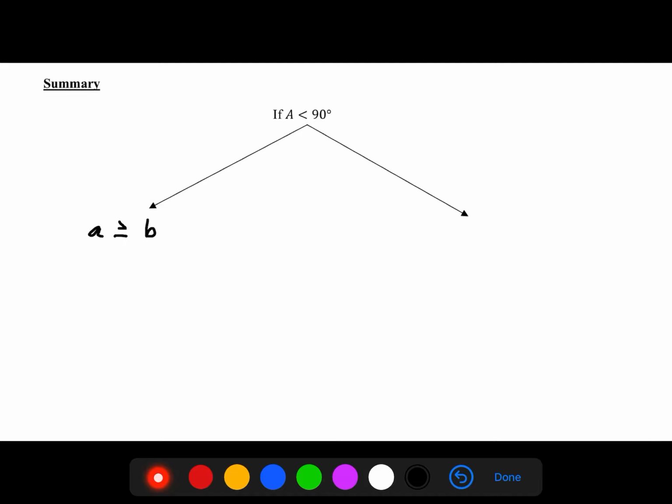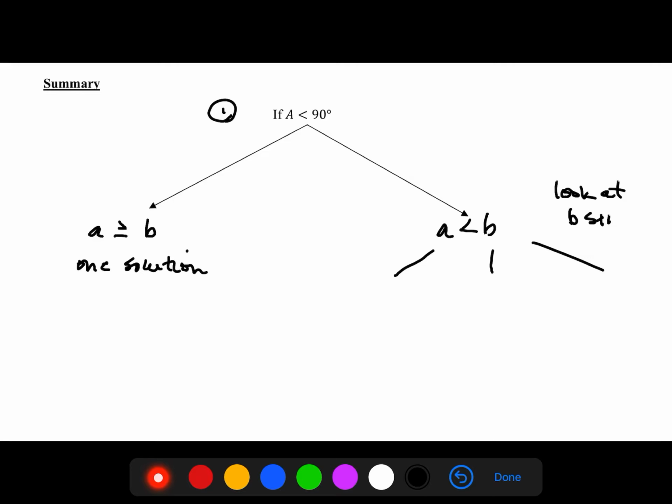So, in summary, first thing we're going to look at, given side-side angle, very specific case, if angle A is less than 90 and A is greater than or equal to B, we know there's only going to be one solution. So first thing we look at, how big is our angle? If the angle is less than 90, but side A is greater than or equal to B, we have one solution. If A is less than B, now we have three different possibilities branching out from there.